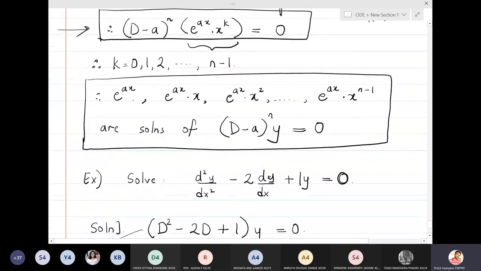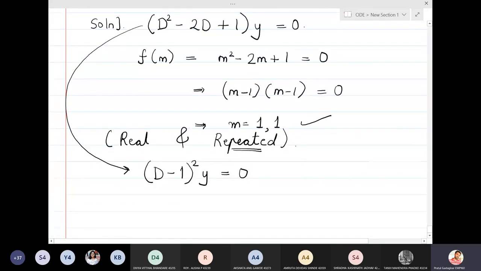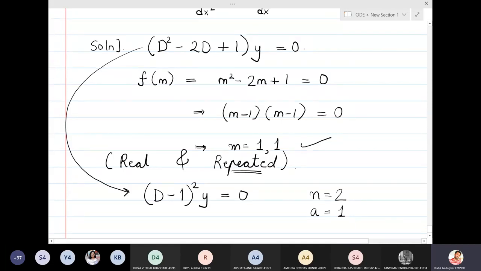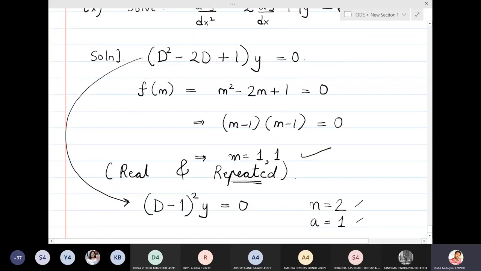See this. D minus 1 square, so n is equal to 2. Correct? In this formula, n is equal to 2. And who is playing the role of a? Here, the role of a is 1. So if n is 2 and a is 1, what are the solutions? The solutions are e raised to ax, x e raised to ax, x square e raised to ax, and so on up to x raised to n minus 1 e raised to ax. So n will take maximum value 2. So what will I write?